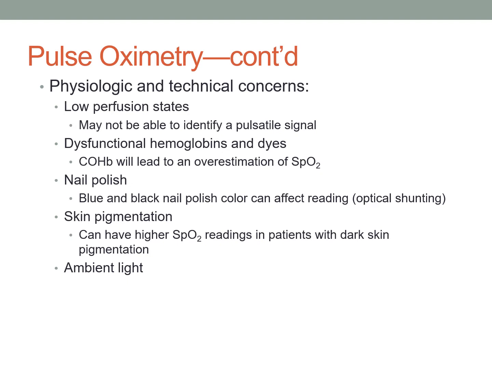So if abnormal hemoglobin levels are suspected, you should probably do a CO-ox to actually evaluate the O2 SAT. So again, if you have abnormal hemoglobin levels, just go ahead and do a CO-ox, do a regular ABG to get that value.